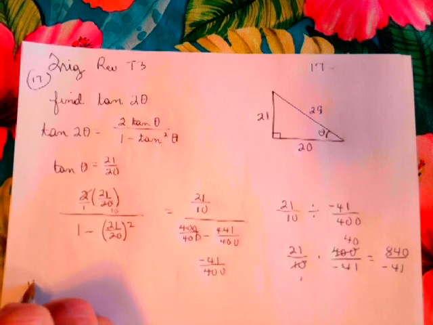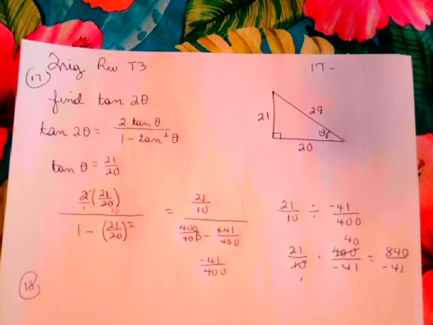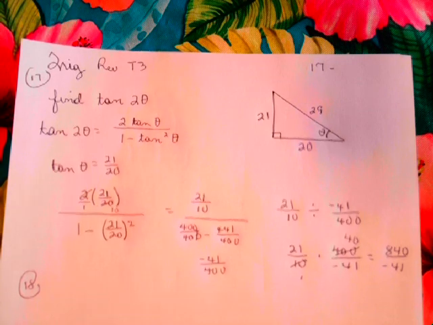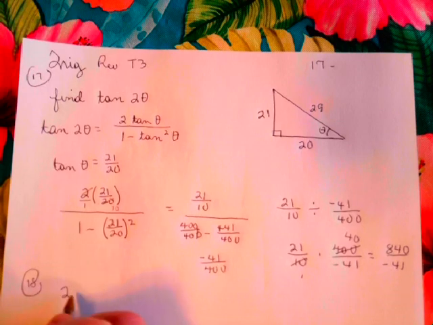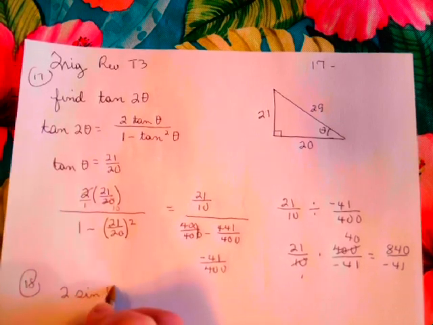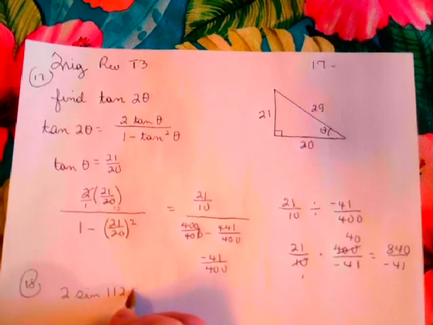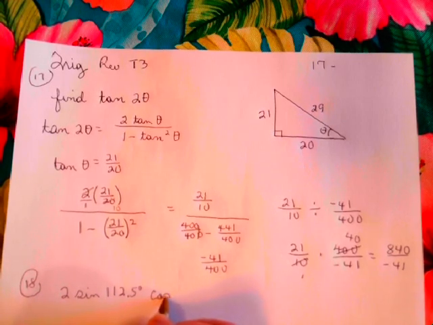Number 18. Write the equation as the sine, cosine, or tangent of a double angle. Then find the exact value of the expression. This is 2 sine of 112.5 degrees times the cosine of 112.5 degrees.